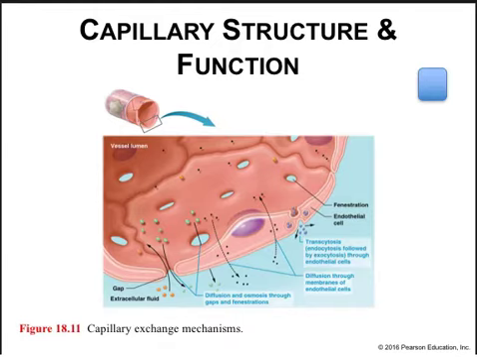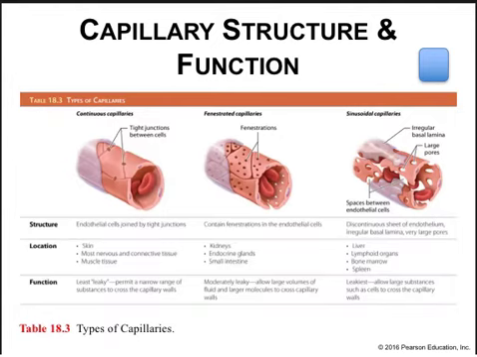In transcytosis, large molecules cross the endothelial cells. The molecules are taken into the cell on one side via endocytosis and ejected on the other side via exocytosis. Again, this is a form of active transport. Both diffusion and transcytosis involve a substance crossing the entire width of the endothelial cell, and this is another example of the structure-function core principle.